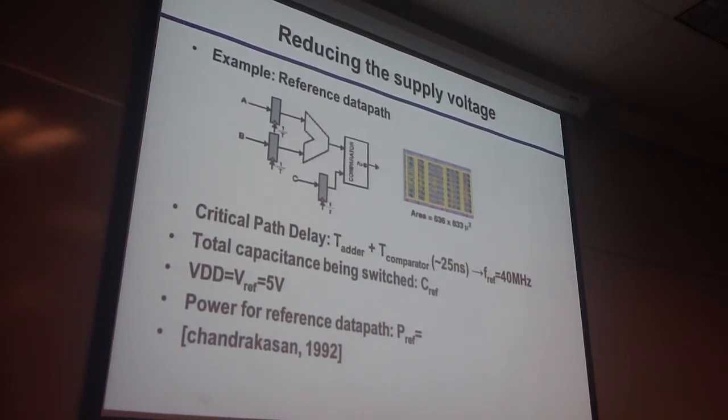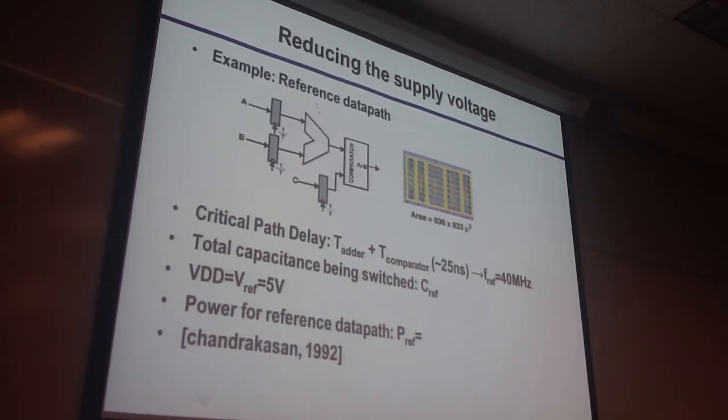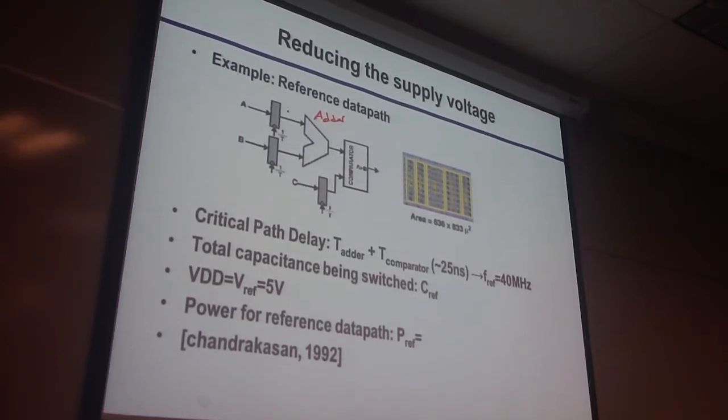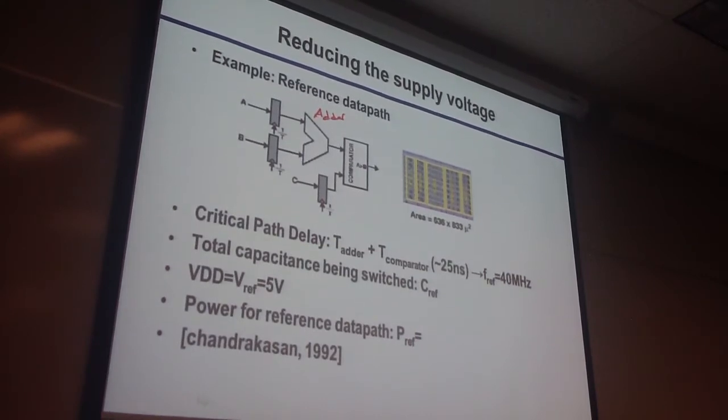So, consider this problem. This, by the way, is a classic paper. It's a 1992 paper from Chandrakasan. It's the second most downloaded paper in Solid State Journal. So here's an example. This data path consists of an adder, and a comparator. These are 8-bit, so these are flip-flops. There's 8 of them here, 8 of them here.